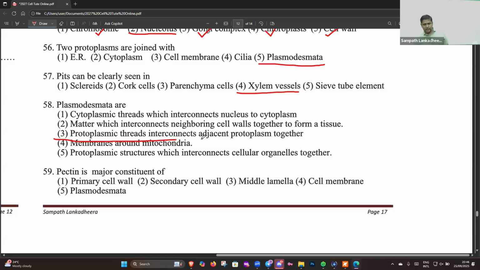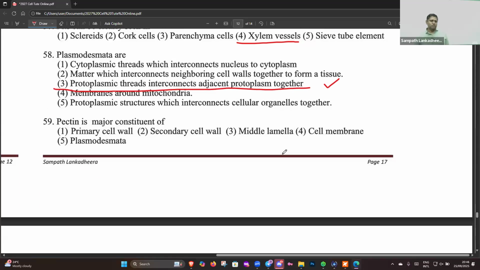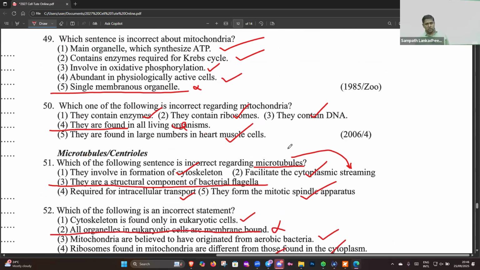Protoplasmic threads interconnecting adjacent protoplasms together? Yes, that's correct. Question number 59. Pectin is a major constituent of primary cell wall, secondary cell wall, middle lamella. Pectin is a major constituent of middle lamella. So the answer is third.